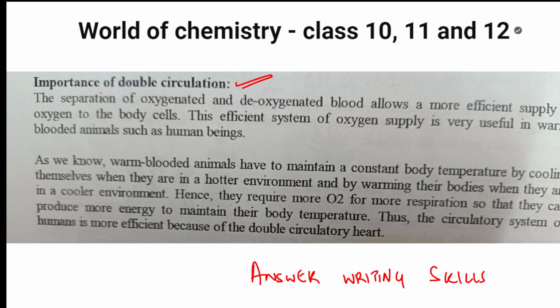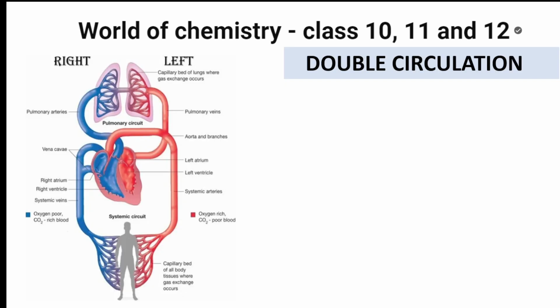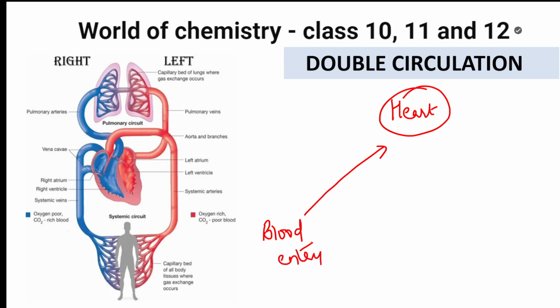Now we will see what actually is double circulation. You very well know we have studied the chambers of the heart, auricles and ventricles. Now remember, first of all, the blood enters your human heart. This is your heart, right? Whatever blood comes from different organs, this is the blood entry. Remember, the blood enters your human heart twice in one cardiac cycle.